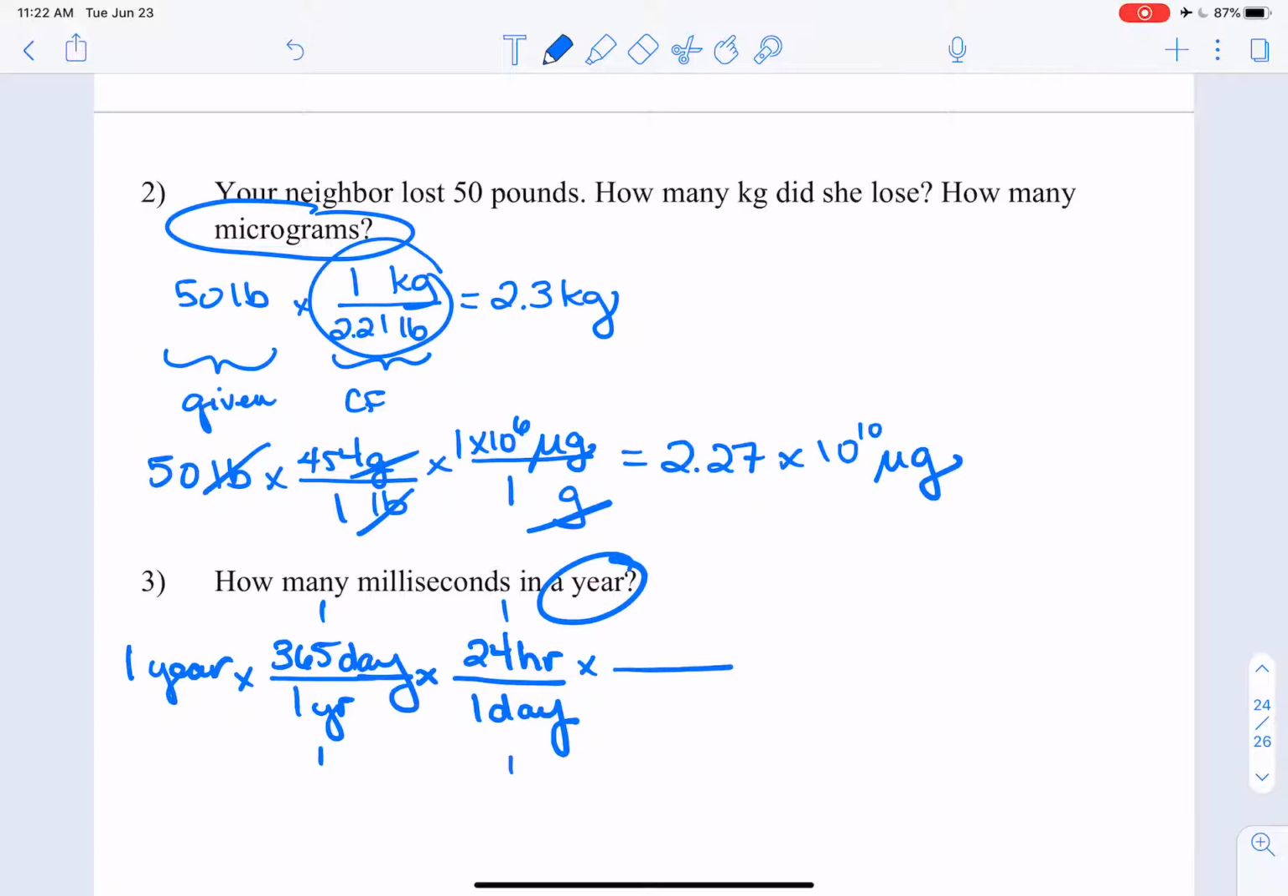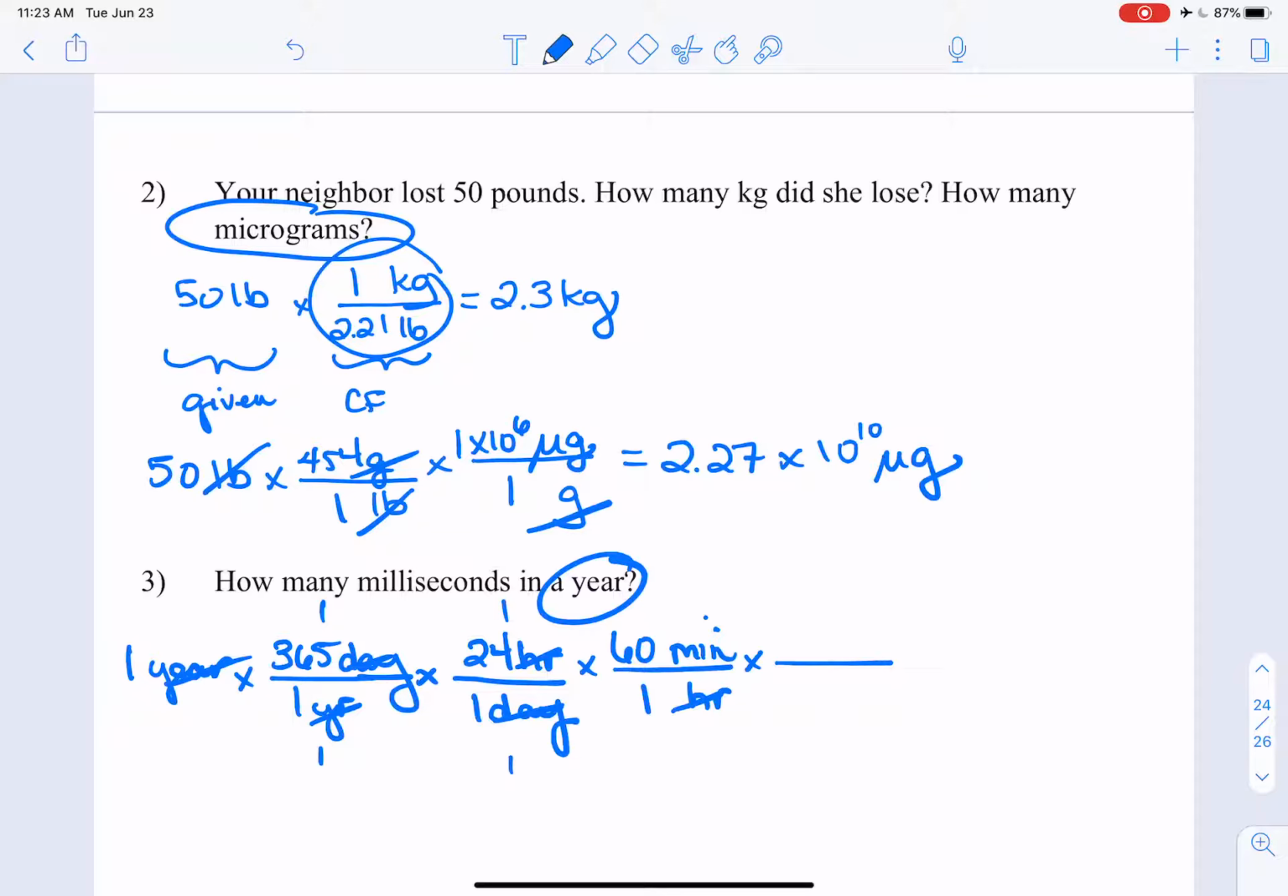Now, we've canceled out year and day, and now we want to cancel out hours. So does hours go in the top or the bottom? Goes in the bottom. And we want to get smaller. So what are we going to go to? We're going to go to minutes. So in 1 hour, you have how many minutes? 60. And we've canceled out our hours.